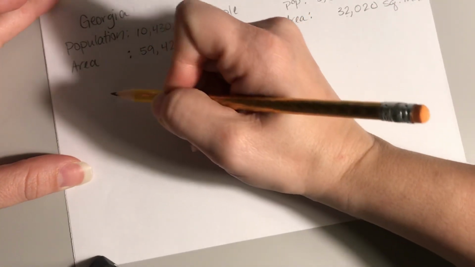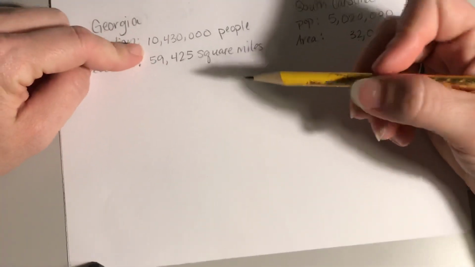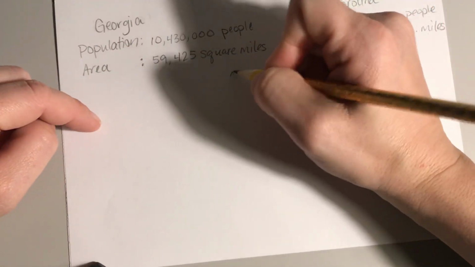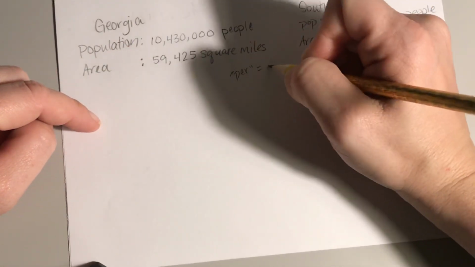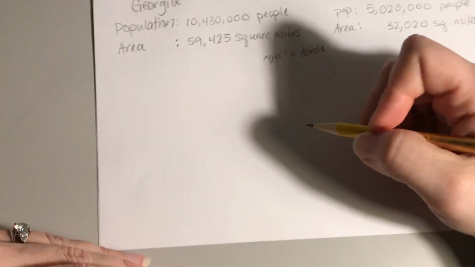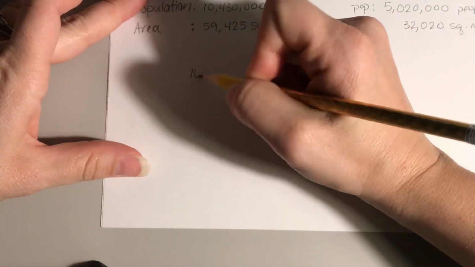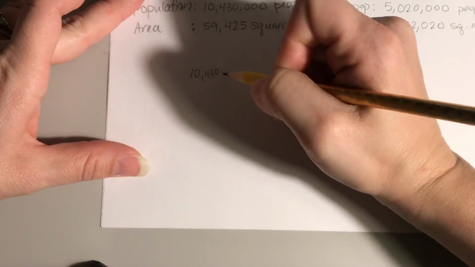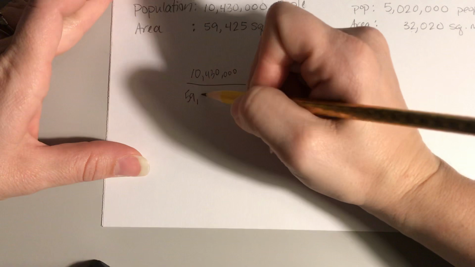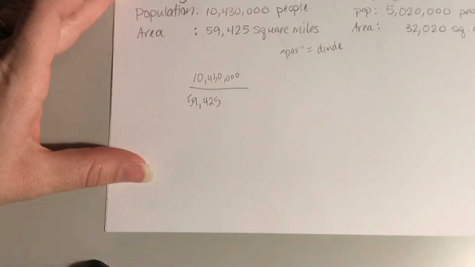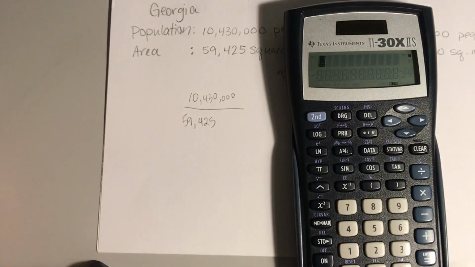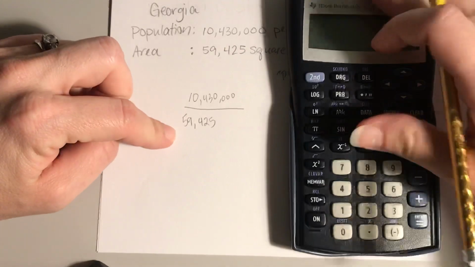All right, when you talk about population density, you're talking about people per square mile. Remember, the word per means divide. So if we're looking at 10,430,000 people per 59,425 square miles. And my writing is terrible because it's at an awkward angle. All right, so we just divide that number by that number.